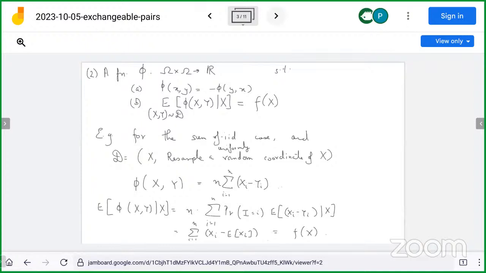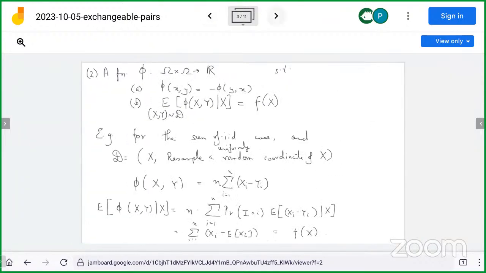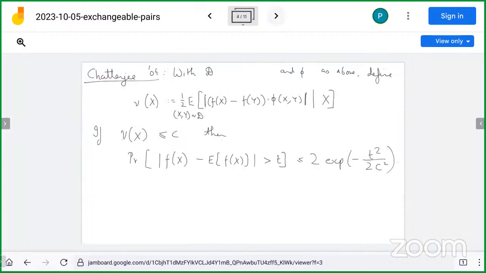The underlying thing in Stein's method was to construct two things. One was the exchangeable pair itself, and for that exchangeable pair there was another requirement. There had to be a bivariate function which is antisymmetric, and such that if you fix the first coordinate and take expectation of the second one, the conditional expectation is the function for which you're trying to prove concentration. With this and one more condition, which was this size function.